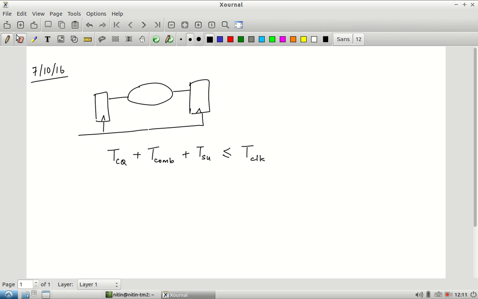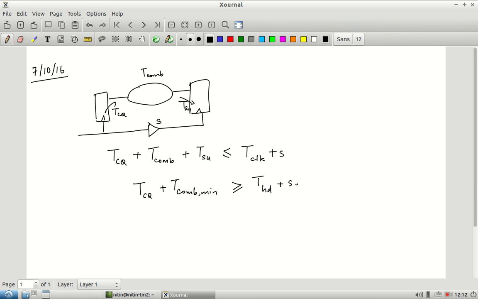And if there is a skew between the two clocks, then that also contributes to the right hand side, right? And similarly, what we need is that the TCQ plus the minimum value of the combinational delay must be greater than the hold time plus S. Okay. So in other words, on the right hand side, we are essentially talking about when is the clock edge arriving on the right side flip-flop, the destination flip-flop.